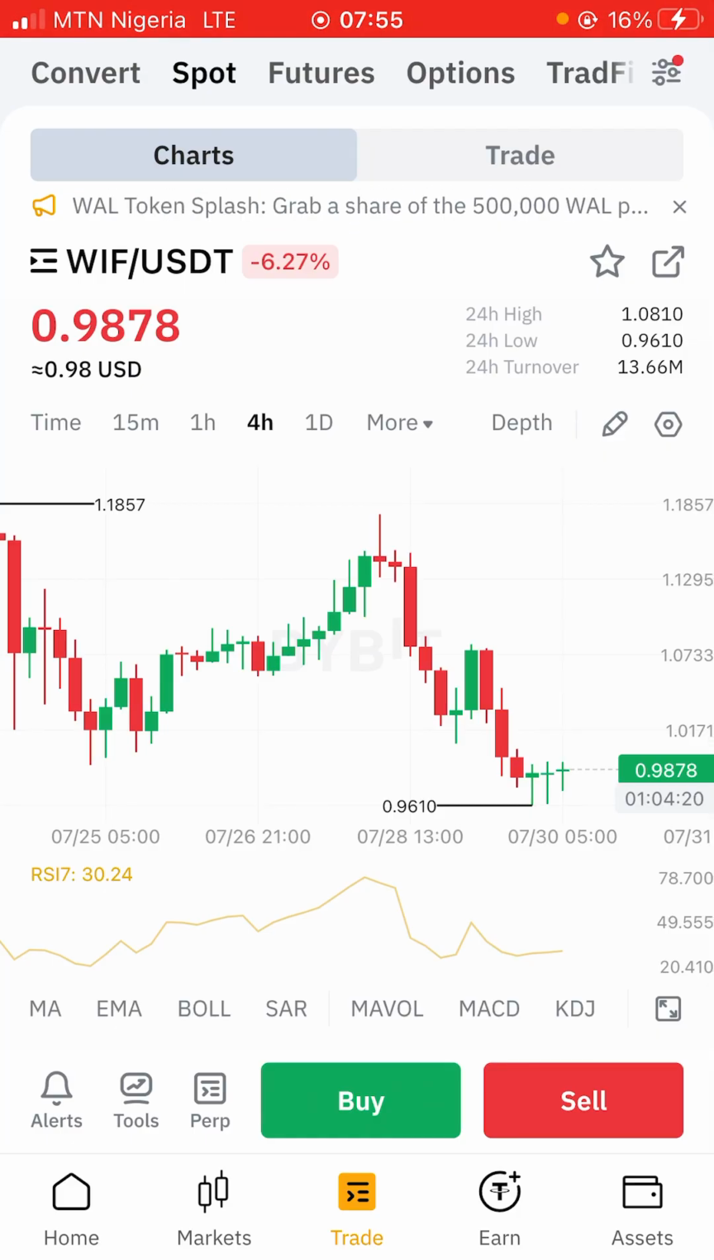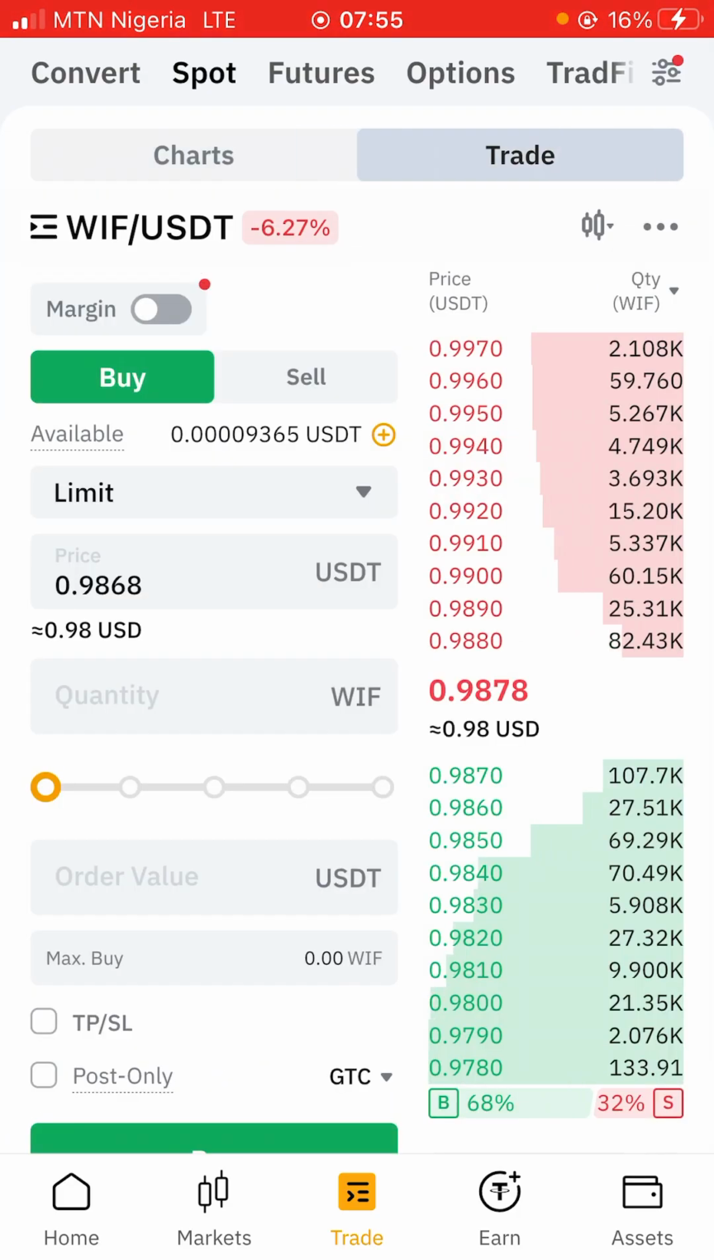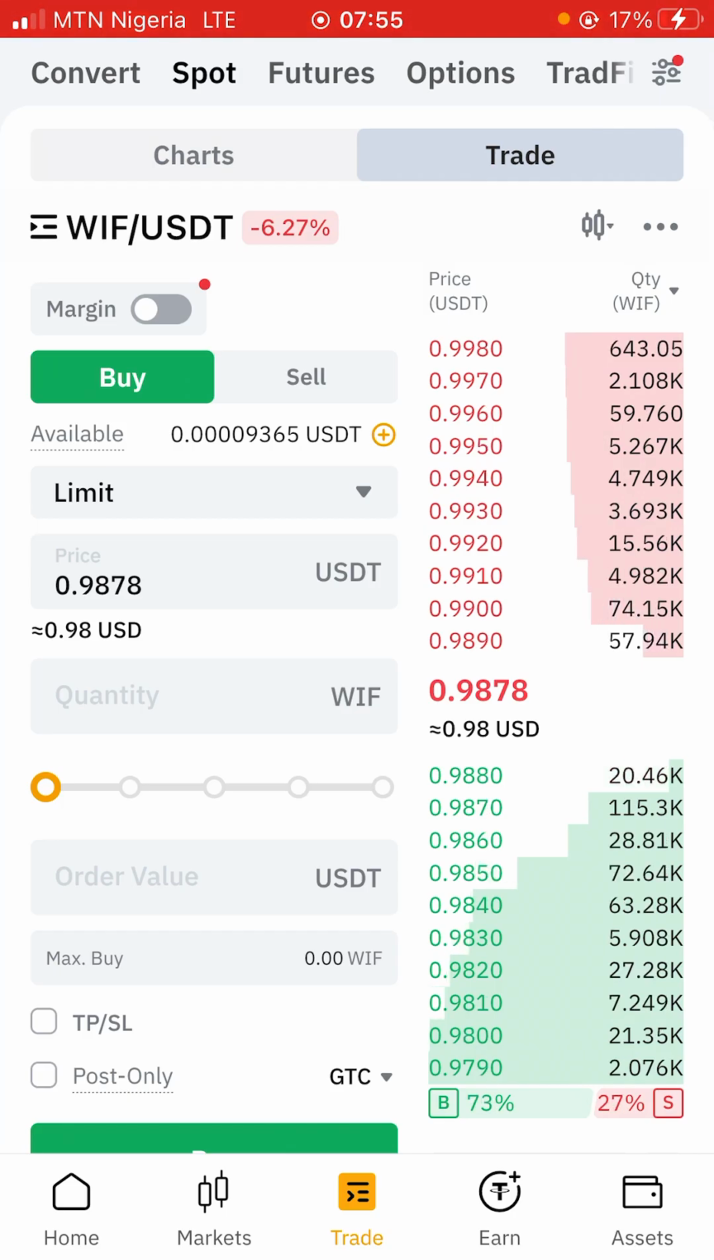So if the plus 2% of this WIF is lesser than the minus 2% depth, it simply means that it's going to first of all drop, grab that liquidity, then push up. But if the minus is greater, it's then going to drop as well, grab the ones that are under, and then move.